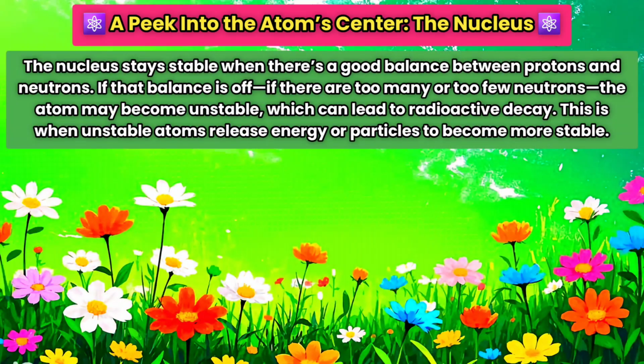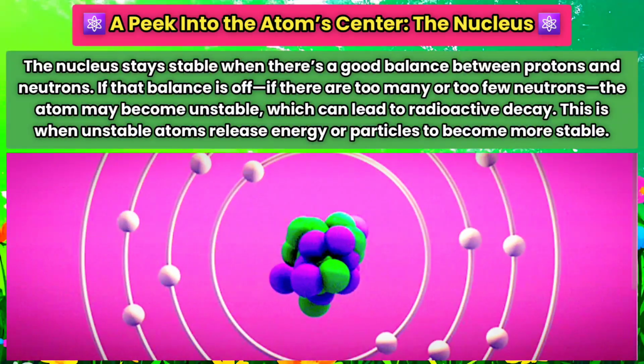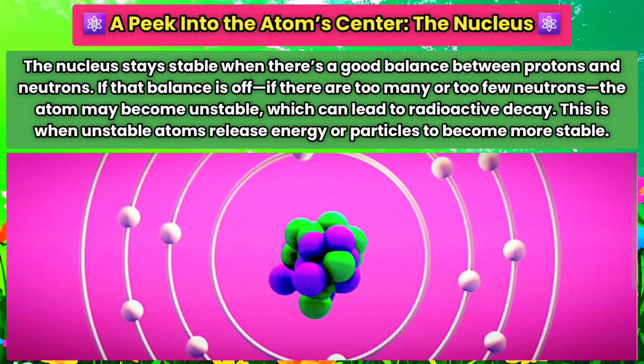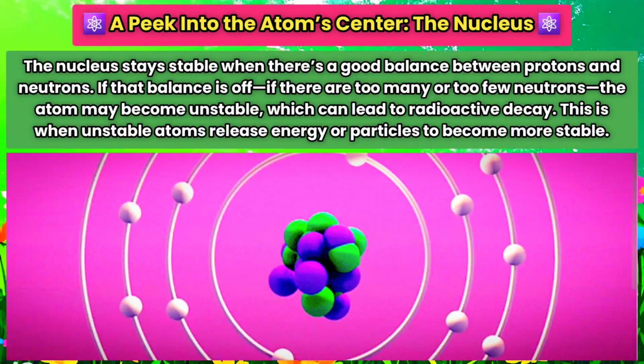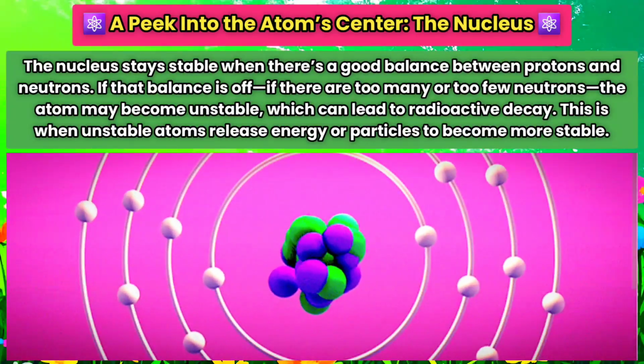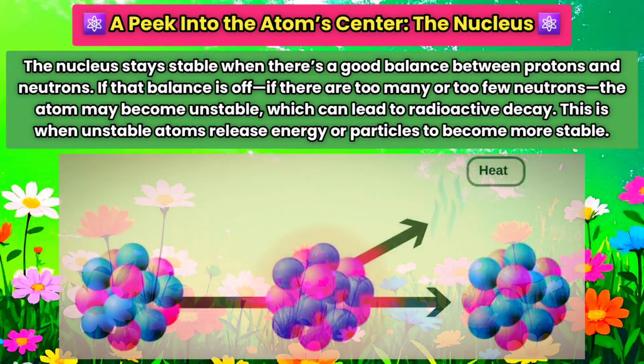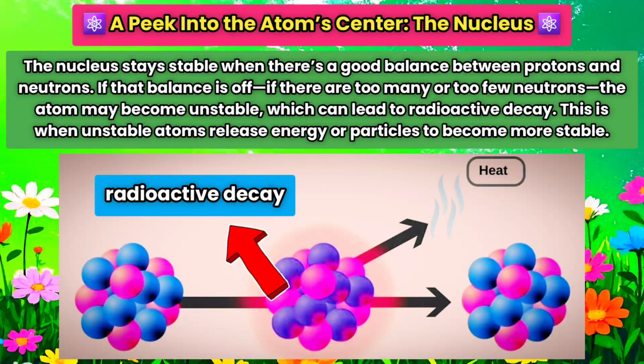The nucleus stays stable when there is a good balance between protons and neutrons. If that balance is off, if there are too many or too few neutrons, the atom may become unstable, which can lead to radioactive decay. This is when unstable atoms release energy or particles to become more stable.